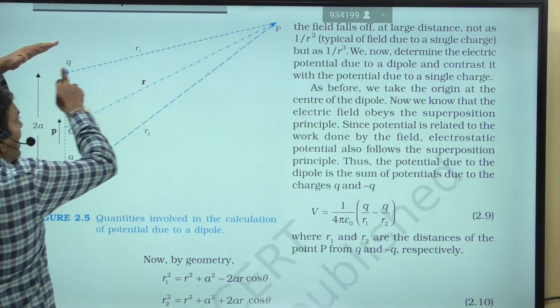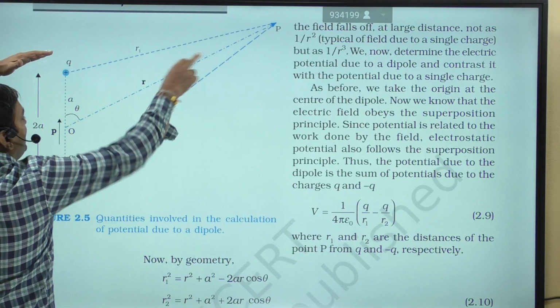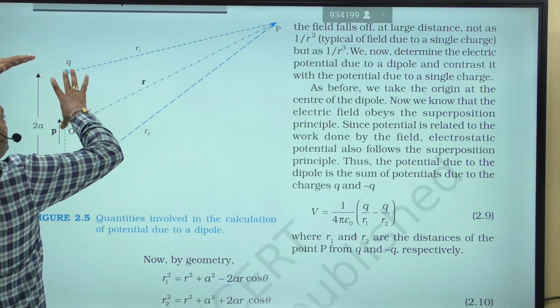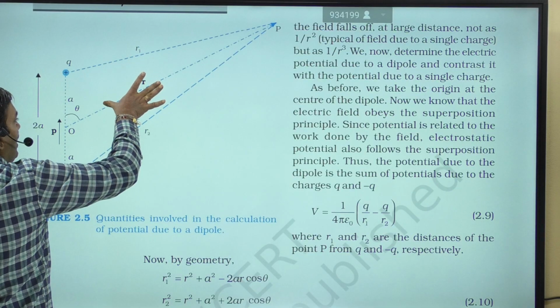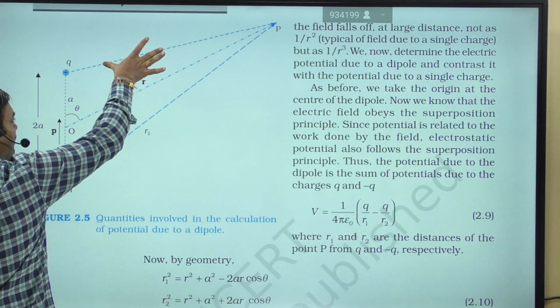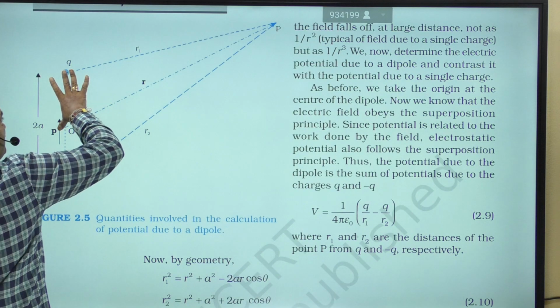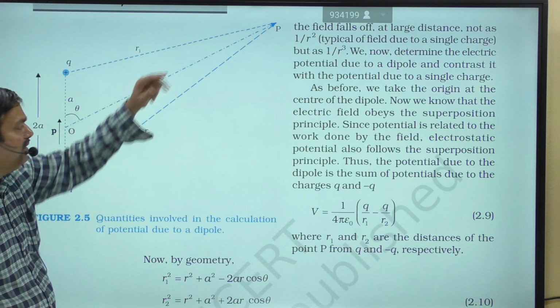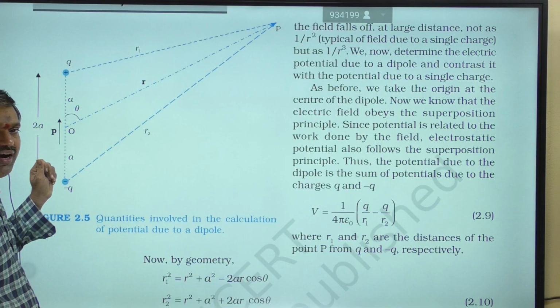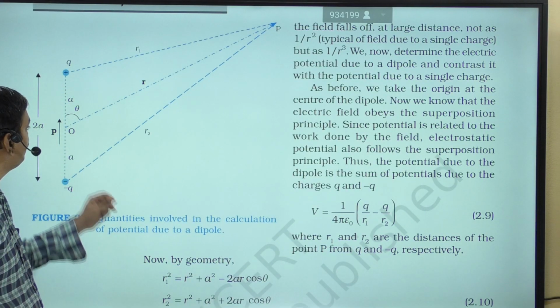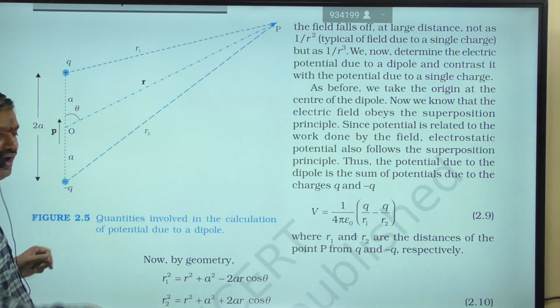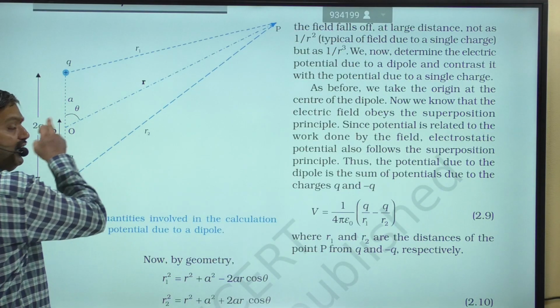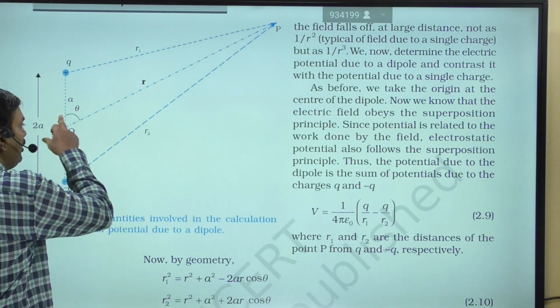Now from this triangle O, positive charge and this one, say OQP, this square plus this square, as you see here, r square or r1 square is equal to r square plus a square and included angle is theta. The third side, we are taking this side, these two are the 1 and 2 sides. The third side, r1 square is equal to r square plus a square minus 2ar, included angle is theta. So cos of the included angle.